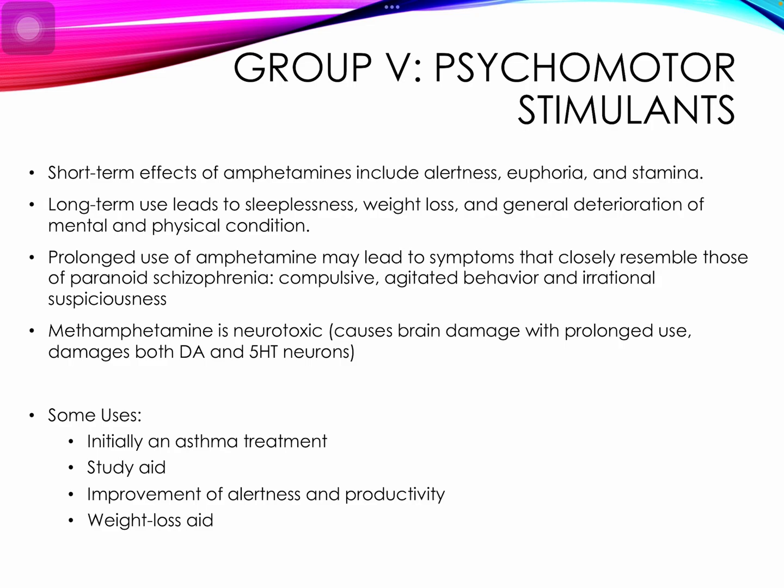But also we don't want to see this prolonged and chronic use of amphetamines, because then we see this excessive dopamine happening over time. And of course, methamphetamine especially is neurotoxic. So it's causing brain damage, in some cases irreversible damage. And with prolonged use, we're seeing it damage both the dopamine and serotonin receptors. So, keeping in mind that these are very important neurotransmitters to a lot of different systems.